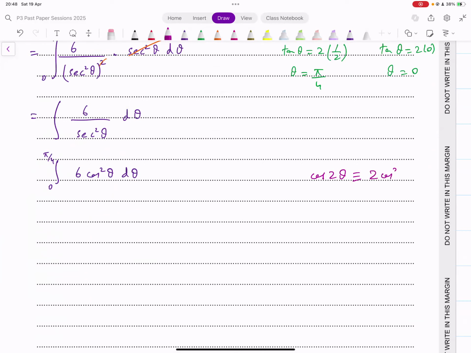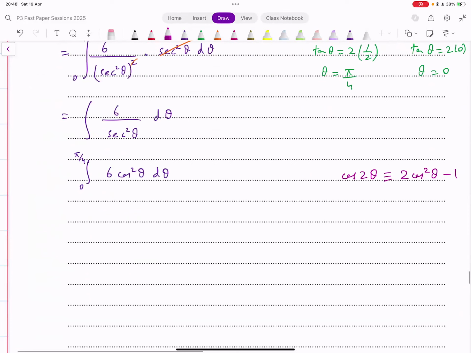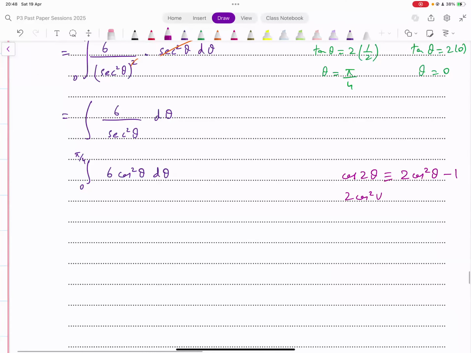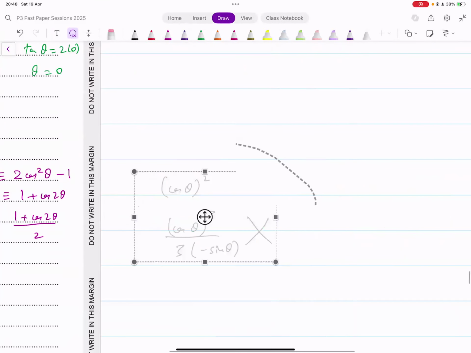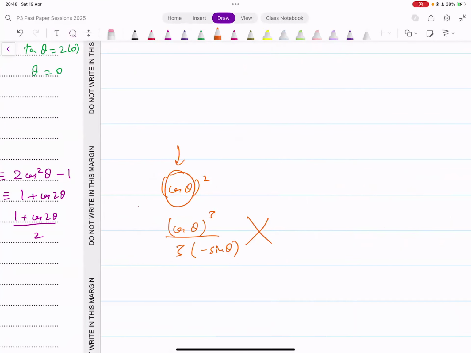Cos 2 theta can be written as 2 cos square theta minus 1. If we rearrange that, that gives us 2 cos square theta identical to 1 plus cos 2 theta. And then cos square theta is identical to 1 plus cos 2 theta, divided by 2. We have to get rid of this power. We cannot integrate with this power because the power rule only works when the expression inside is linear. This expression is not linear, so that does not work.